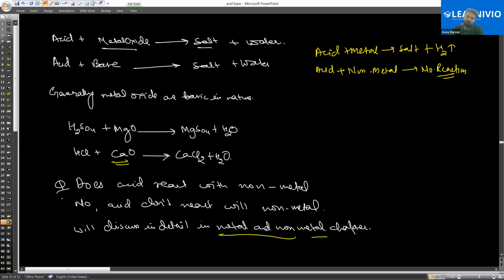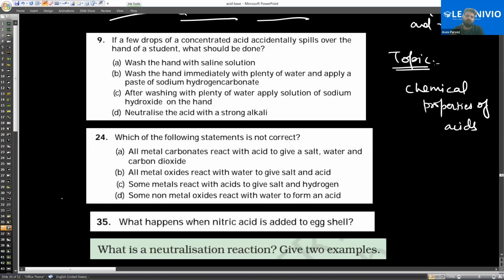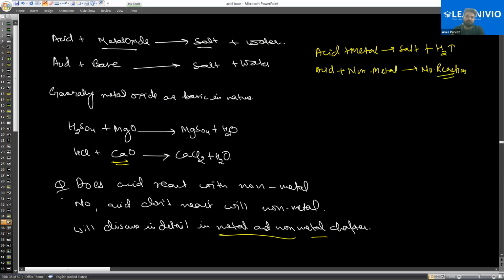Third one. Everyone done? Yes, sir. Okay. Here the question came: do non-metals also react with acid to produce hydrogen gas? No, non-metals do not react with acids. And why? We'll discuss it later.